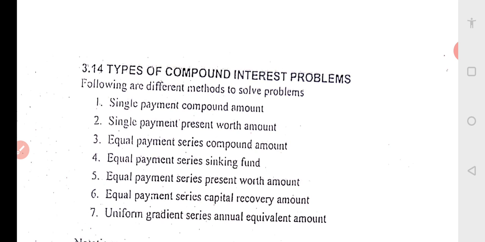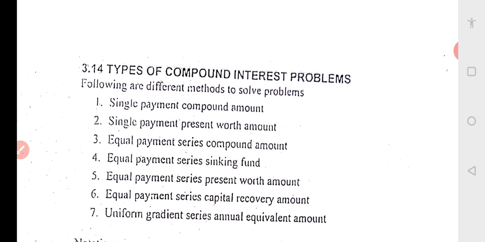So what is the sinking fund? Every year, how much do I have to invest? This is the fourth one, equal payment series sinking fund. I want some amount, so how much should I sink every year so that I will get the final amount?